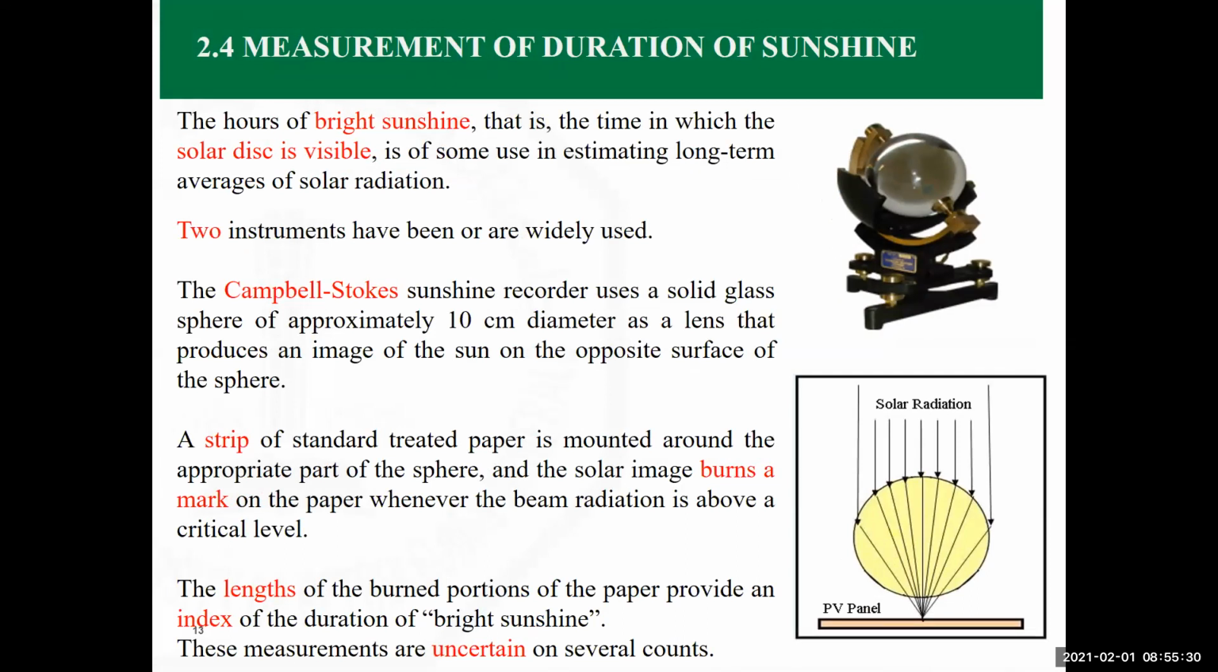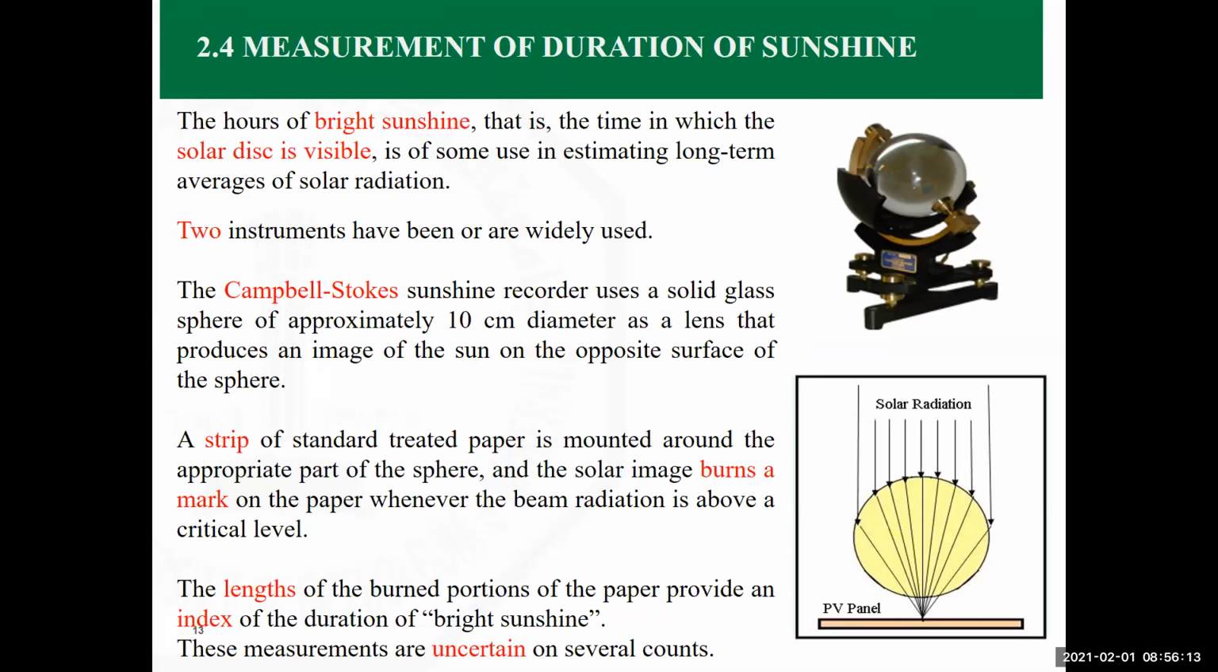It's not only that we want to measure the flux of the solar radiation, but we also need to measure the duration. Practically speaking, how many hours the sun is above a certain threshold. By threshold, I mean a certain value of radiation flux. Some references would take it as 150 watts per meter squared, for example. So how many hours is the radiation going to be greater than this value? This is what is called bright sunshine.